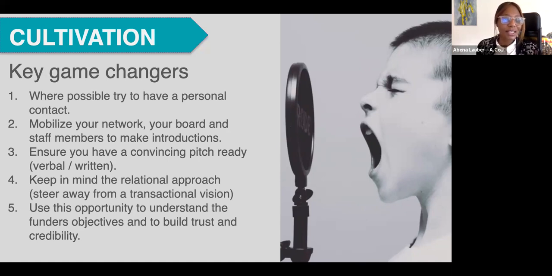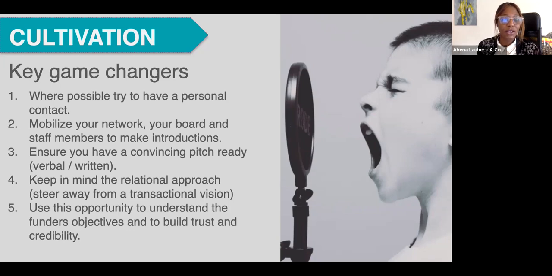Mobilize your network, as I mentioned just now, your board and your staff members, to make the introductions. Make sure you have a convincing pitch ready, verbal and written. That's really, really key. We'll look at the pitch afterwards, but make sure your pitch is really addressed to the people in front of you. In technical fields, as I mentioned, working with Human Rights Watch, some terms are very legal, very technical, and it's great when you're talking to your peers, but when you go outside of that realm, it can become a bit confusing. There are key elements that we'll look at afterwards.